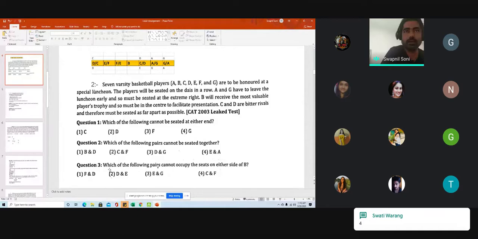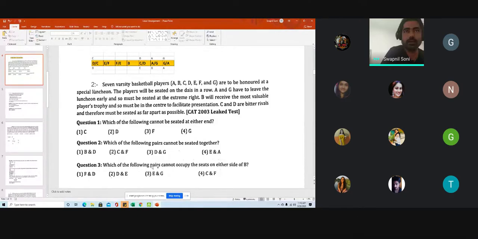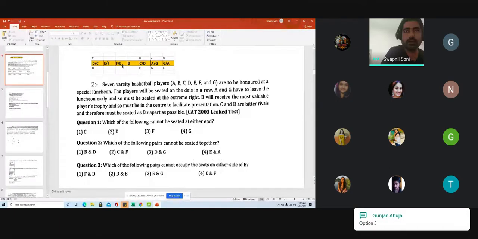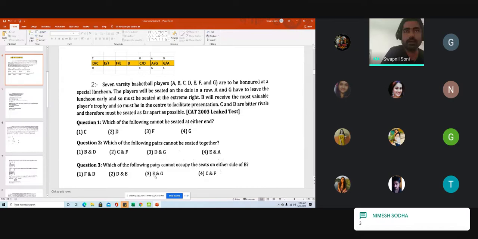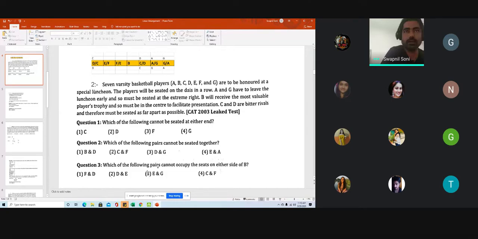Which of the following pairs cannot occupy the seats on either side of B? So who cannot be on either side of B? On one side you can have either F or E, or you can have C or D. So let's see. F and D are possible. Here F will be, here D will be, quite possible. D and E, same, D or E is possible. E and G: E is over here, but G has to be in the last two positions. So E and G can never occupy a seat on either side of B. So answer option 3.